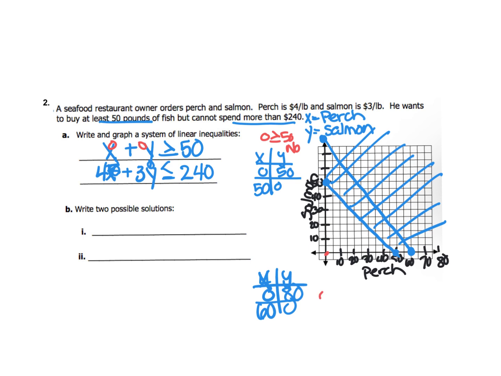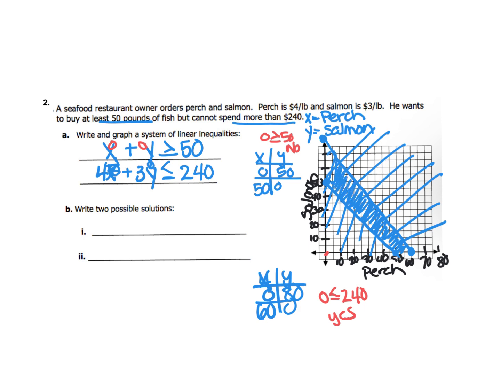And then let's plug in the 0, 0. So is 0 less than or equal to 240? And it is. So we're going to shade in that direction. And notice that it's going to be everything that's in the double shaded area, which is right in here.